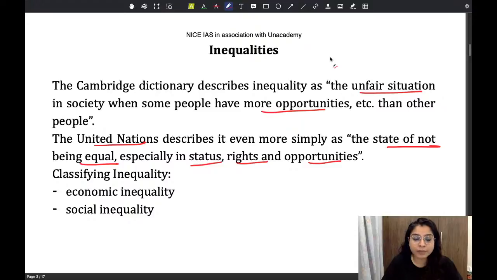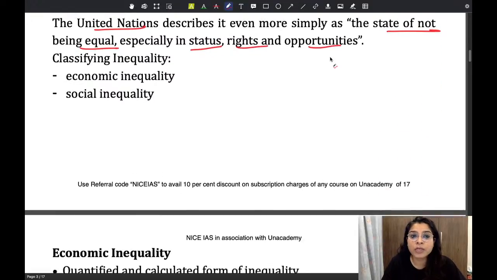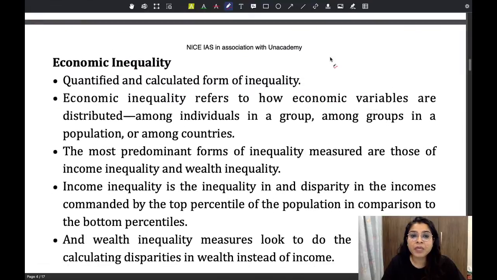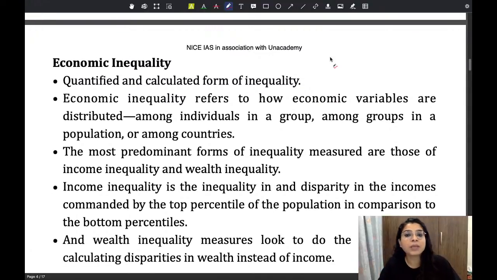But before we go forward to the reasons and what the Oxfam report was, I would like to bring in here the meaning of economic inequality and the meaning of social inequality. The term economic inequality simply means a form of inequality which can be quantified, which can be calculated. Obviously, your social inequality cannot be calculated. It cannot be quantified. The depth of it can be understood, and a subjective understanding of it could be brought out into the picture. But economic inequality is something which can be quantified, right?